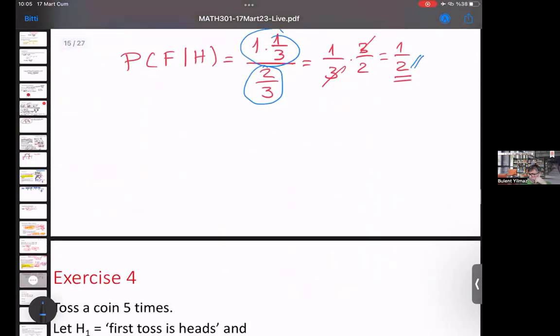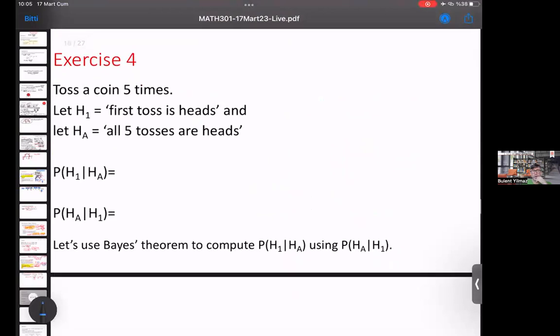Now let's do this one again together, and then I will ask you a more difficult question. I am tossing a coin 5 times. Let the H1 event be that the first toss is heads, and the HA event be that all 5 tosses are heads. First toss is heads; the other one is all 5 tosses are heads.